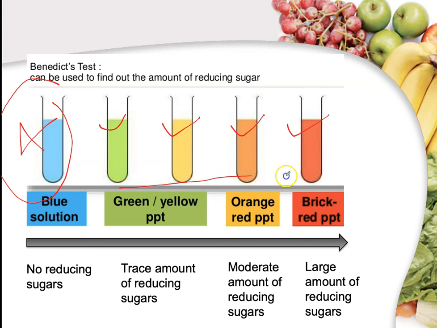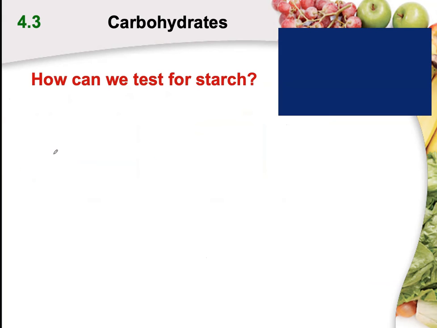So why do you have different color changes? That's because you have different amounts of reducing sugar. Now, although Miss Lee did mention that this cannot tell you how much it is, these are all estimates. So you may want to write this down in your notes that this is an estimate. If you have brick red, it means the most amount of reducing sugar. If you have the green, that means it's the least. If you have blue, that means it's a negative test. There is no reducing sugar present at all.